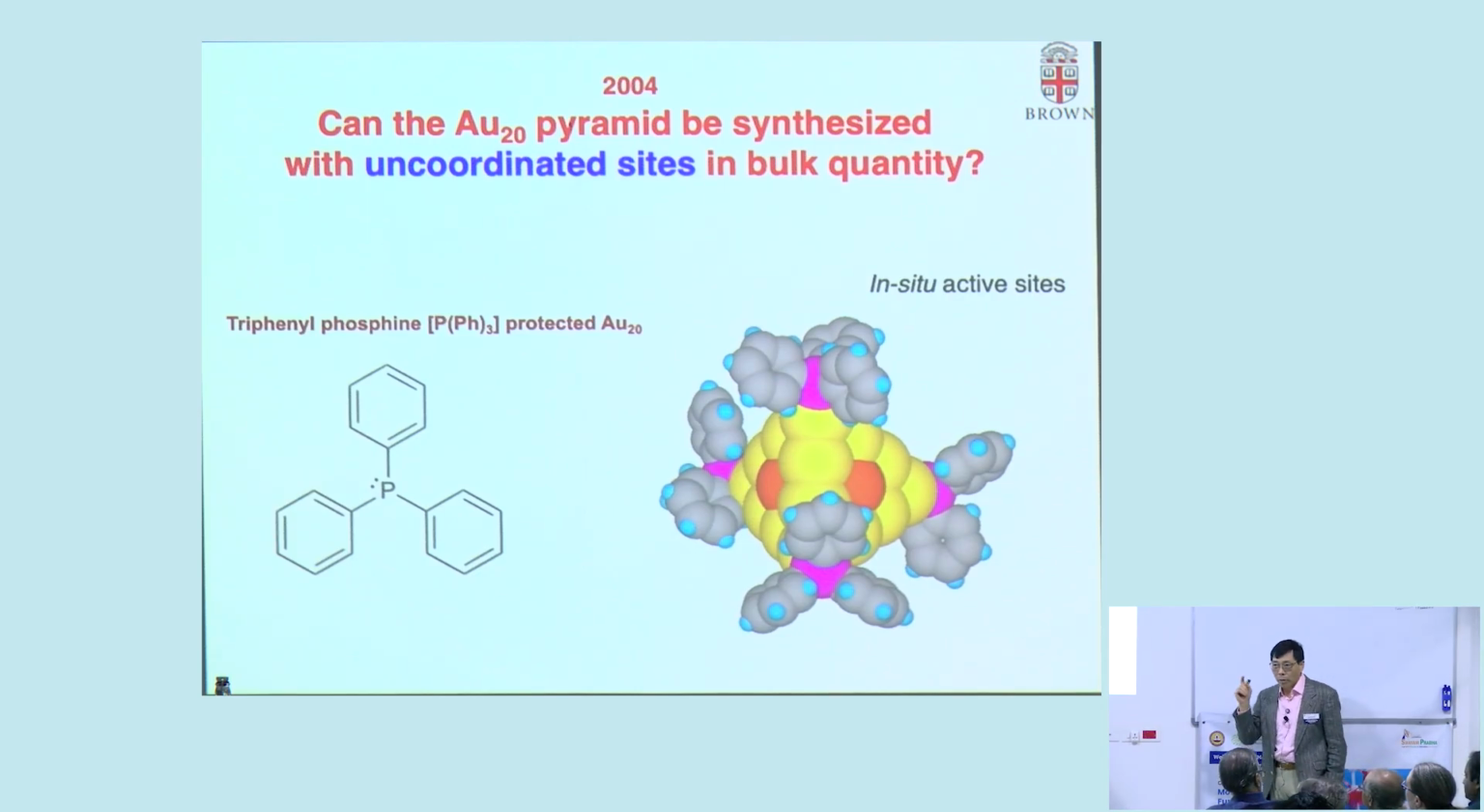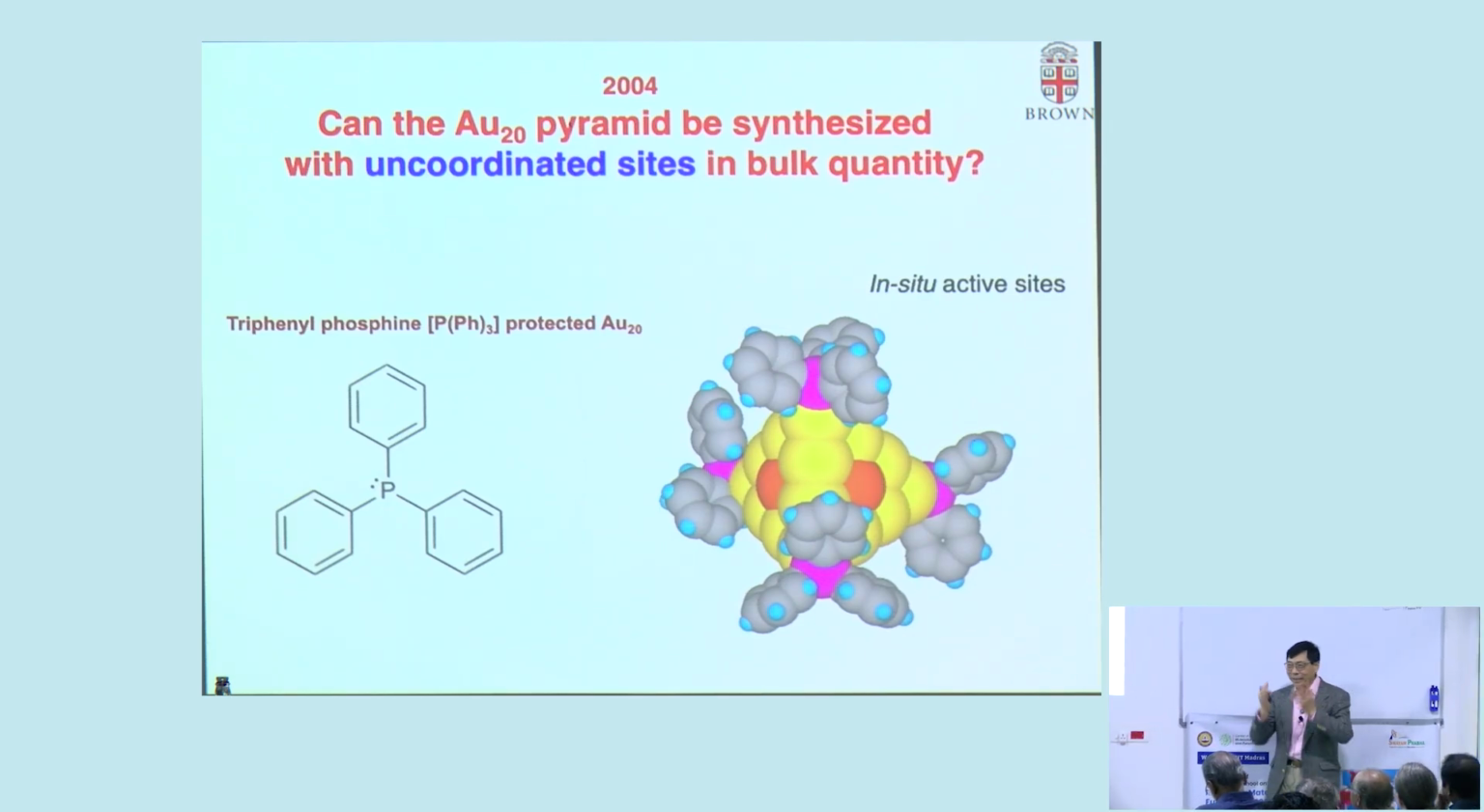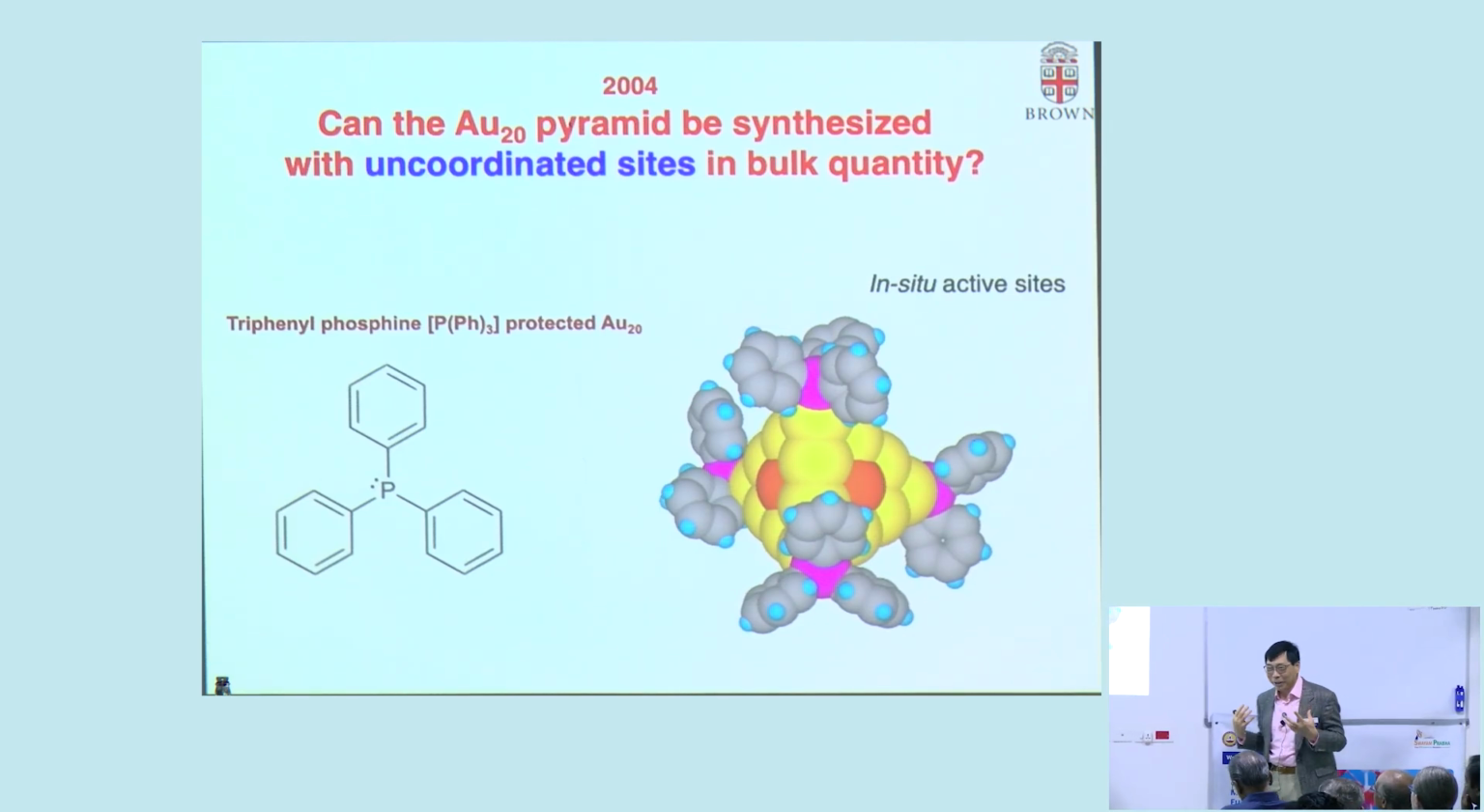When he saw our paper on gold 20, he wrote me an email. He said, can I have some samples? He wants to test the catalyst. So that just dawned on me, okay, we actually need samples. Can we make samples? So we asked the question, right?